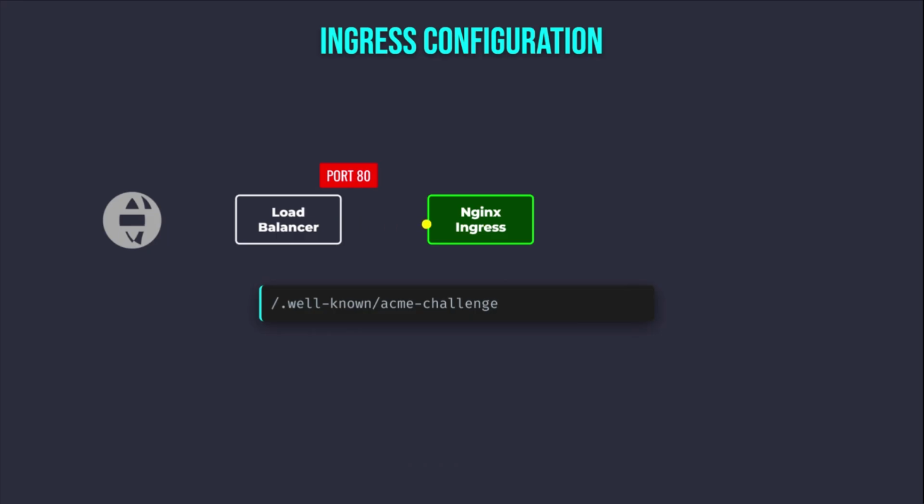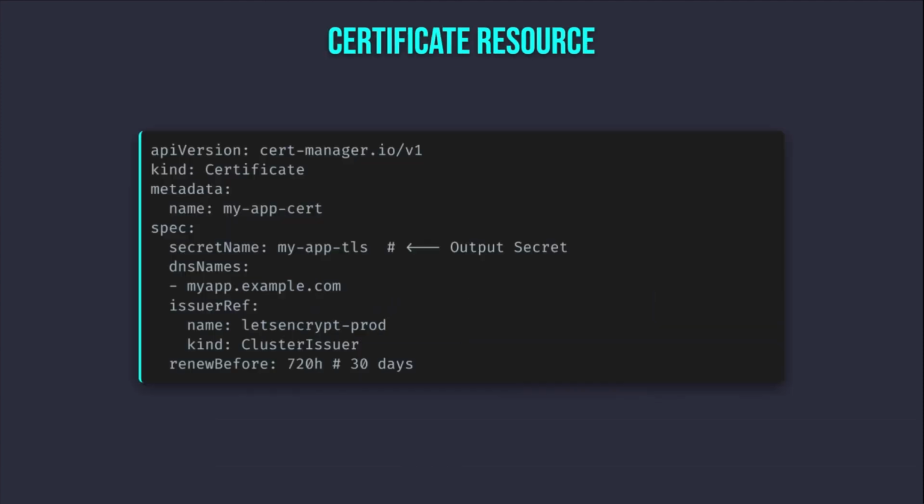Ensure your load balancer or firewall allows traffic on port 80 to reach the ingress controller service. If you are using a cloud provider load balancer, verify that health checks are correctly configured and not interfering with the challenge process. The ingress controller is the gateway for domain verification.